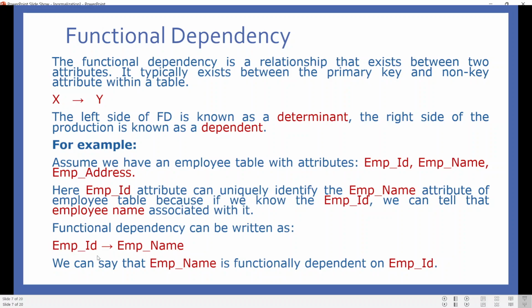You can see that on the left hand side we put employee ID, which is the determinant, and on the right hand side we put employee name, which indicates that if we know employee ID, we can easily find employee name. You can say employee name is derived from employee ID. So employee name is fully functionally dependent on employee ID.